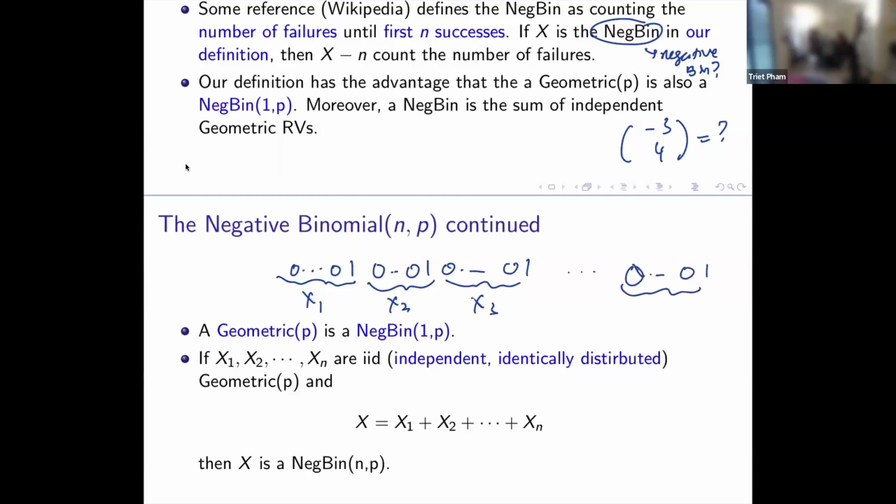But each block of zeros, counting from the last one, will be a geometric because of this kind of memoryless property. Once you get there, you forget, in terms of how you need to keep track of where you go next, because the trials are independent. So in this sense, that's what is true.